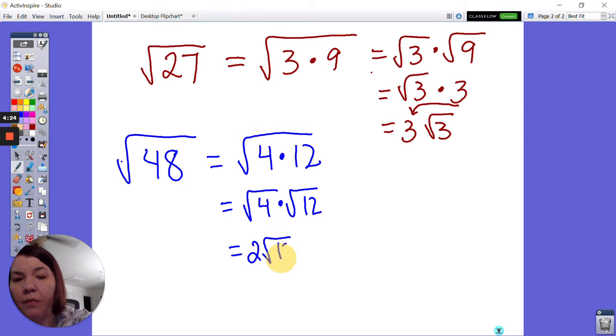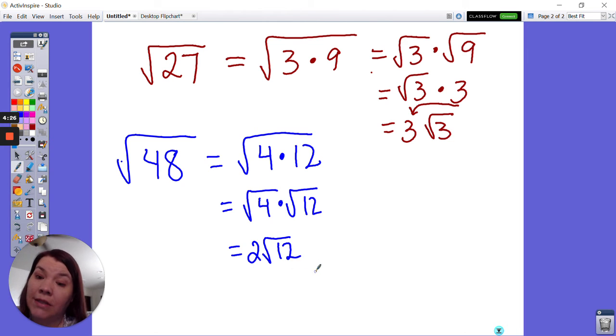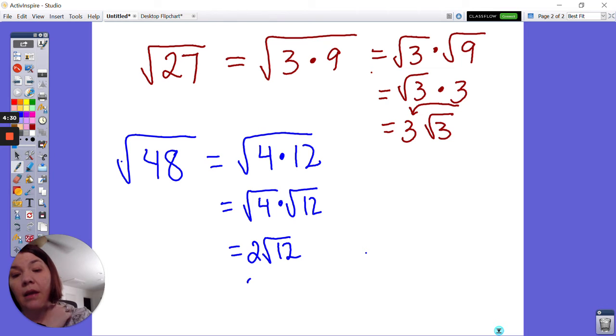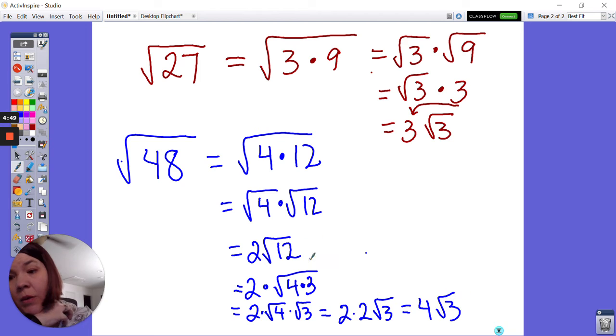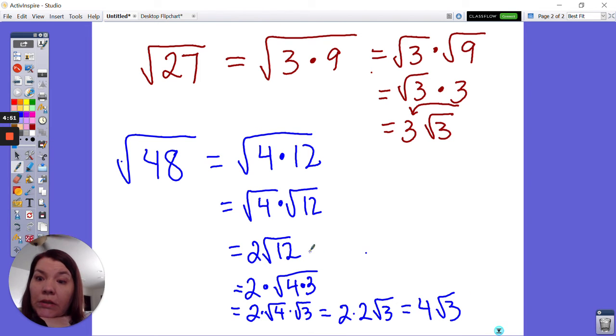Unfortunately, this is not fully done, because square root of 12 can be rewritten as 4 times 3. And so then I have 2 square root 4 times square root 3, which gives me 2 times 2 times square root 3, which is 4 radical 3. And this is where simplest radical form becomes really difficult, because we don't see those right away.